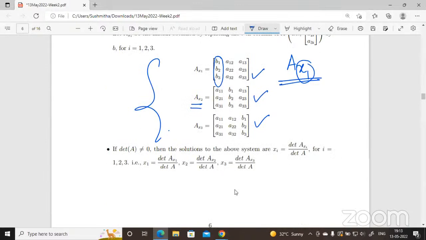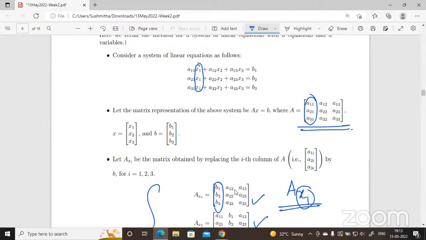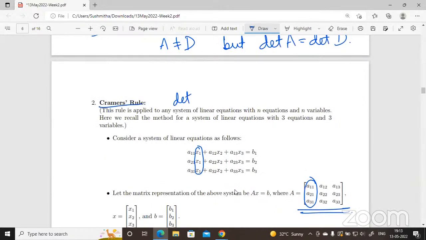Then you calculate the determinant of each of these matrices, and the solution is given by this. x1 will be determinant of A_x1 divided by determinant of A. We are allowed to divide by determinant of A because for Cramer's rule to be applicable, we mentioned initially that A should be invertible.